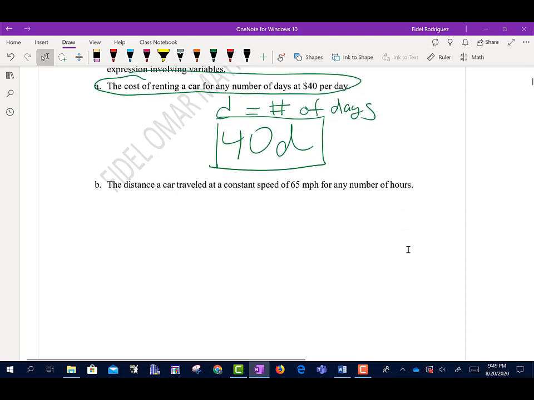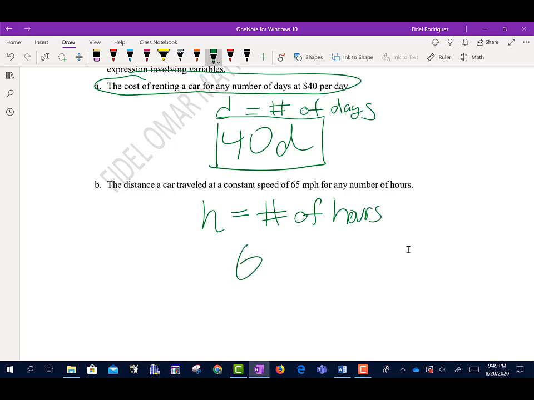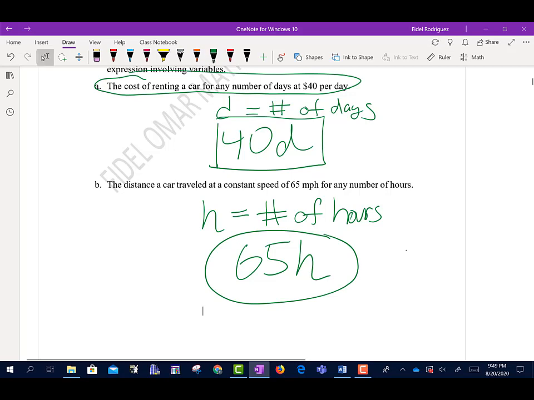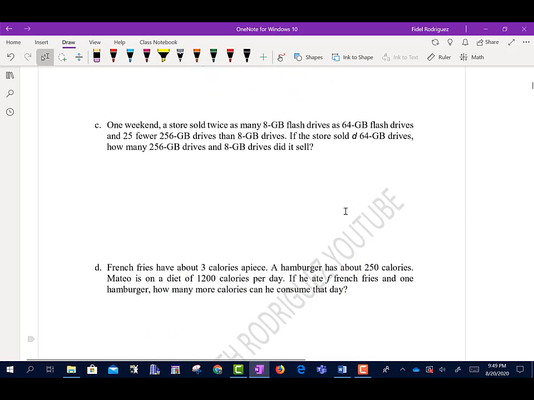All right, part B says the distance a car traveled at a constant speed of 65 miles an hour for any number of hours, okay? So how about again if we say H is going to be the number of hours, okay? And so how far did we travel? Well, 65 times however many hours we traveled, okay? So this would be my expression for part B. Okay, so let's take a look at the next one here.